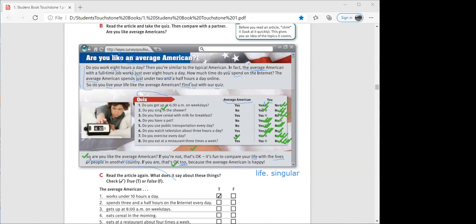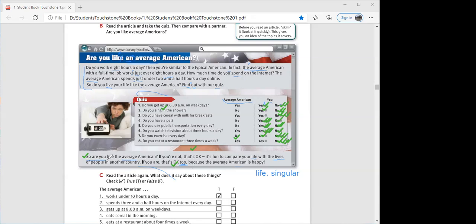Kathy, you are the last one. So are you like the average American? If you are not, that's okay. It's fun to compare your life with the lives of people in another country. If you are, that's okay too, because the average American is happy.